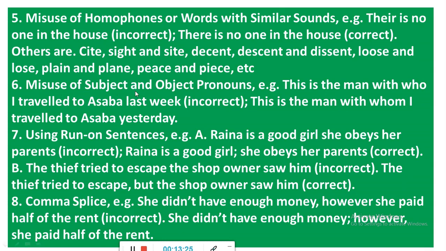Then number 6, misuse of subject and object pronoun. This is also another source of grammar errors among English speakers and writers. For example, this is the man with who I traveled to Asaba last week. You see, you can only use who, W-H-O, when you are talking about the doer of an action, you know, or as a subject. But here it is intended as an object. And whenever who has to come after a preposition, it must be whom. With whom, to whom, for whom, with whom, all right? So it is incorrect to say this is the man with who I traveled to Asaba last week.